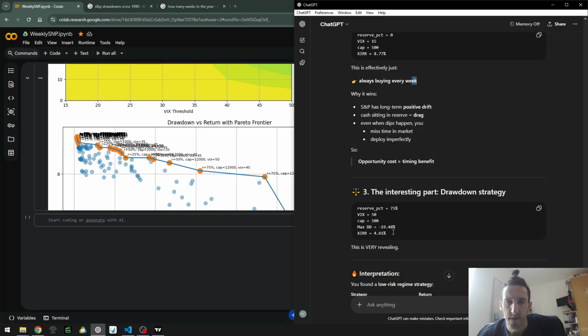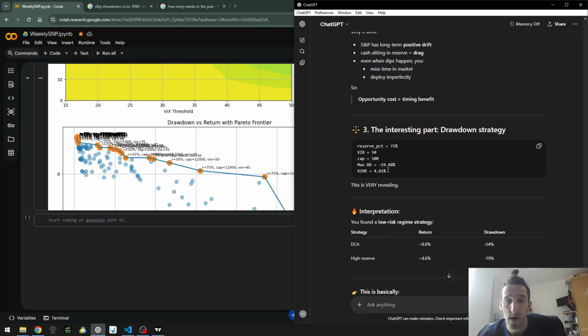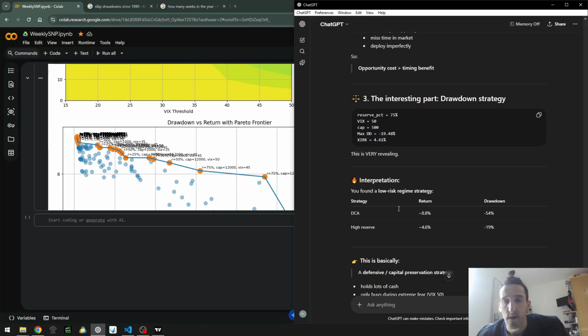This is very, very revealing. So yeah, having max drawdown of 20% with 75% reserve percentage at VIX 50. The interpretation: you found a low risk regime strategy. DCA is 8.8% return with 54% drawdown. High reserve is 4.56% return and 19% drawdown.